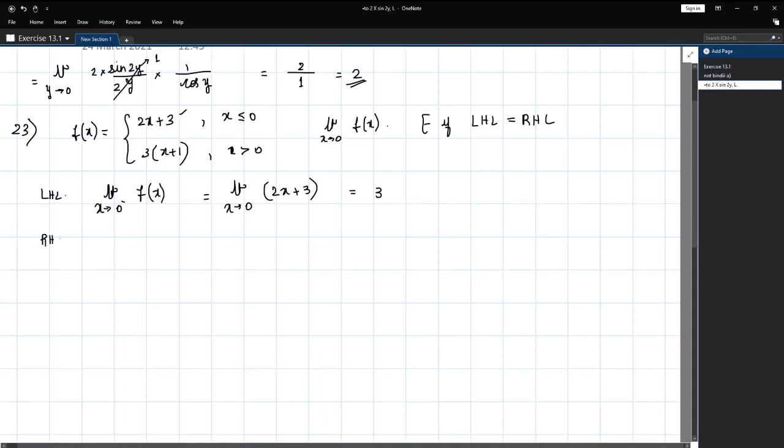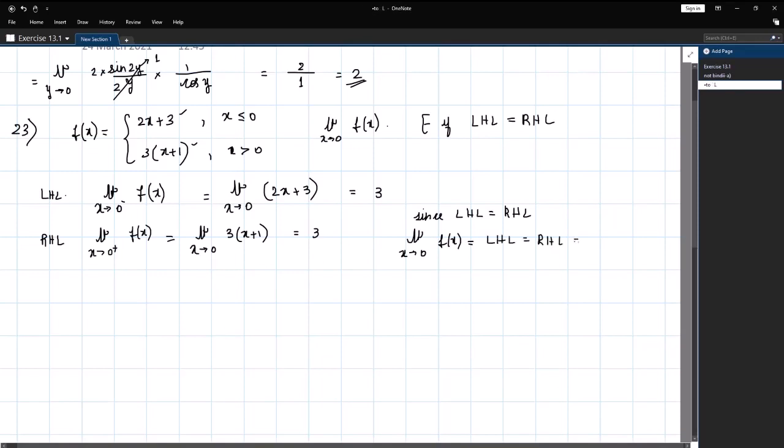So the right hand limit, limit x tends to 0 plus of f of x. If x is approaching 0 from the right hand side, then we will be using this equation, that is limit x tending to 0 of 3x plus 1. So that substitution will give 3. Since LHL is equal to RHL, limit x tends to 0 of f of x is equal to LHL, that is equal to RHL, that is equal to 3.